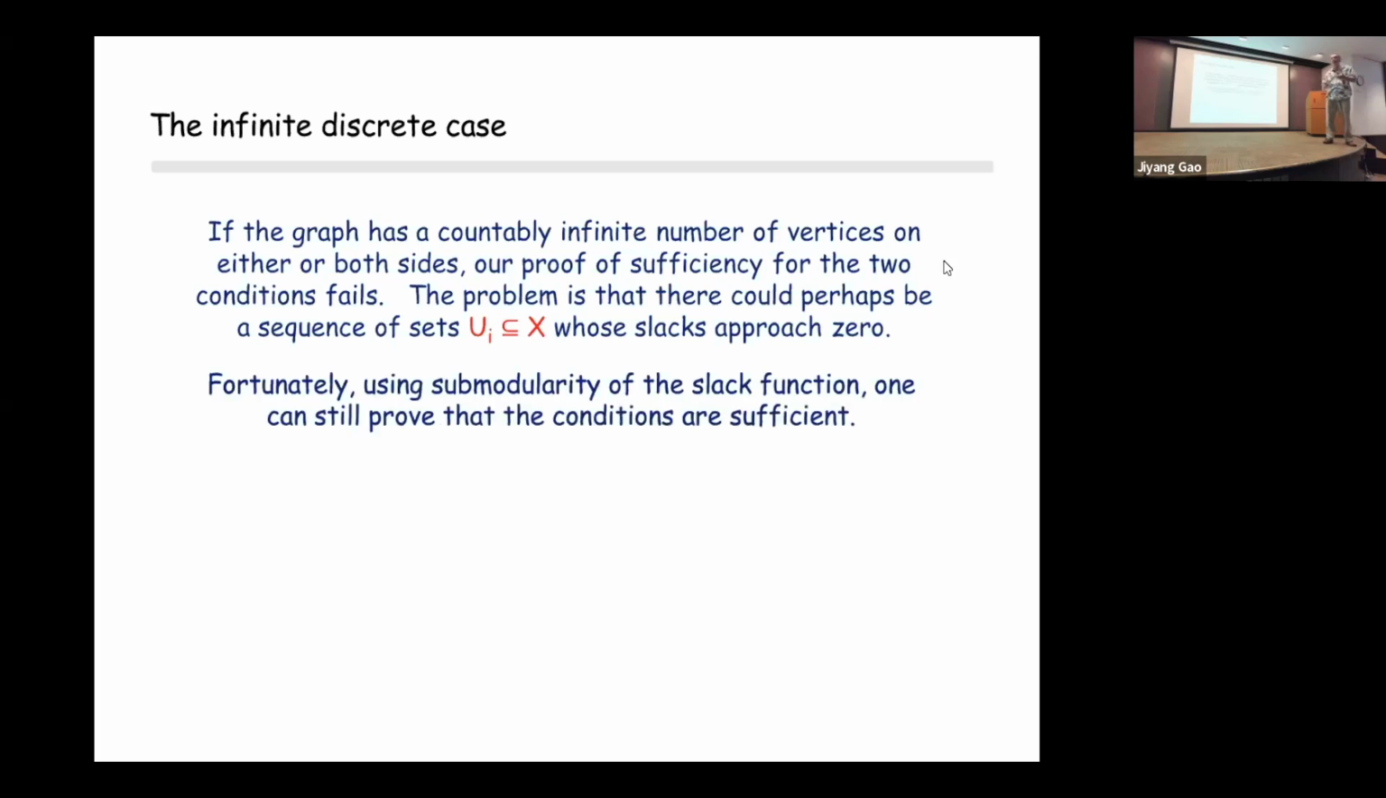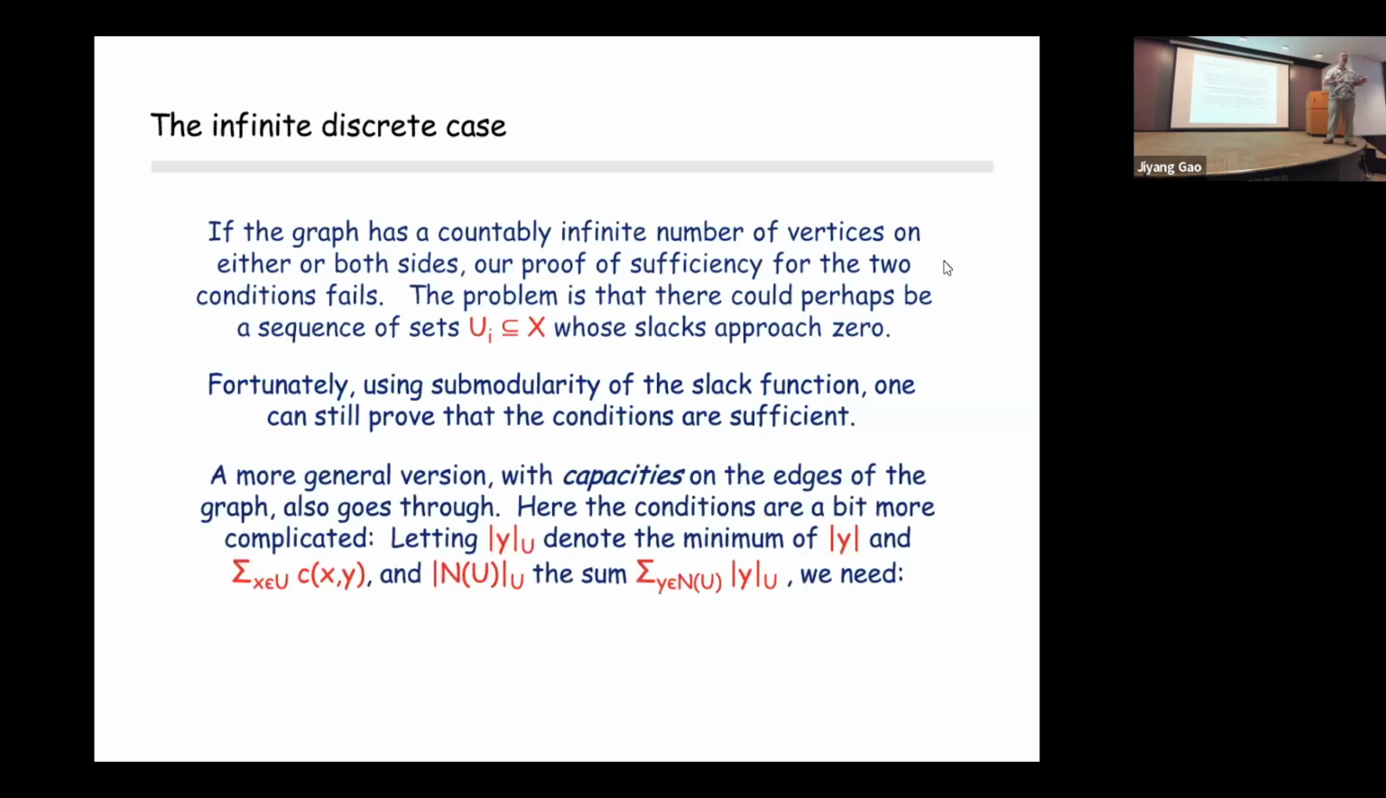And the nice way to do it is to show that the slack function itself is a submodular function. Has lots of nice properties. And one of them is that you can take limits. And if you take limits of sets whose slack approaches zero, you can get when the slack is zero. And then you can apply the second condition that we talked about and show that you haven't got a problem. So if you try to do this, you find that it works.